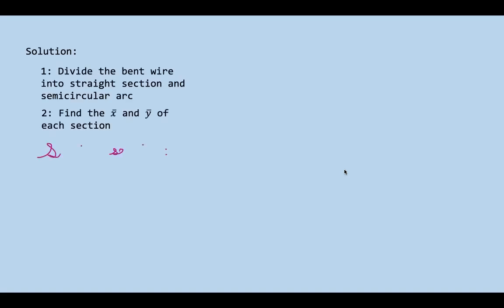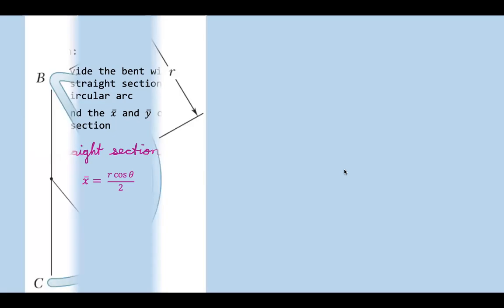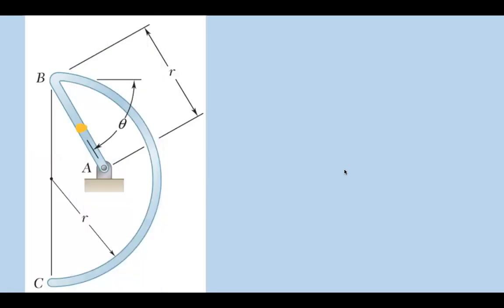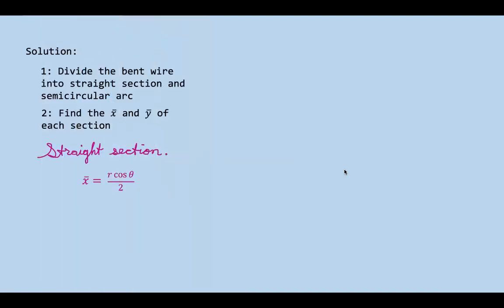And now a brief recap of the solution. For the straight section, we found x bar equals r cosine theta over 2. But remember that since the centroid here lies to the left of A, it will be negative. So we have to change this a little bit. For the semicircular section, x bar is equal to 2r over pi minus r cosine theta.